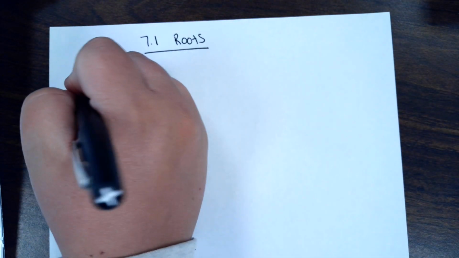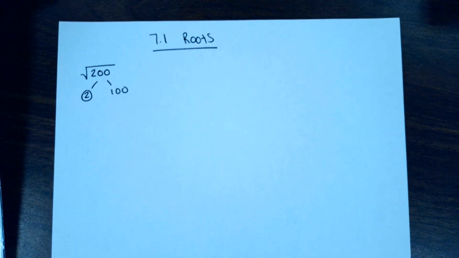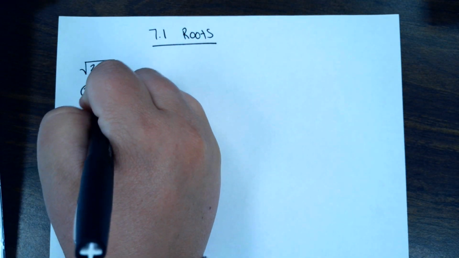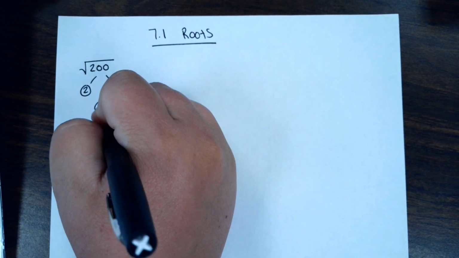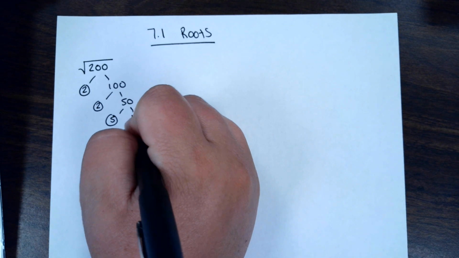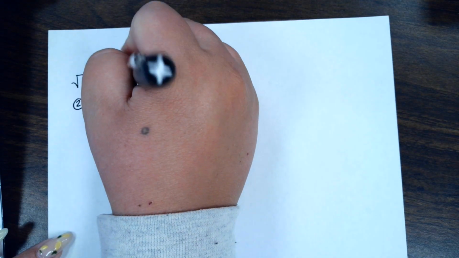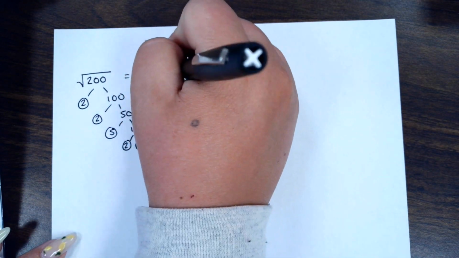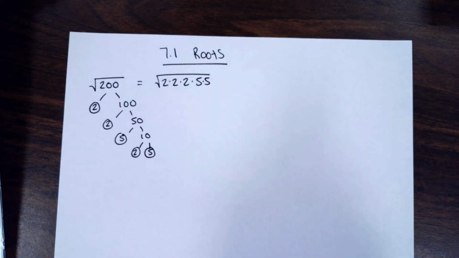We would start with our factor tree, right? So 2, 100. I circled 2 because it's prime. 2, 50, 5, 10, 2, 5. So the square root of 200 is really the square root of 2 times 2 times 2 times 5 times 5. I just rewrote all these numbers.